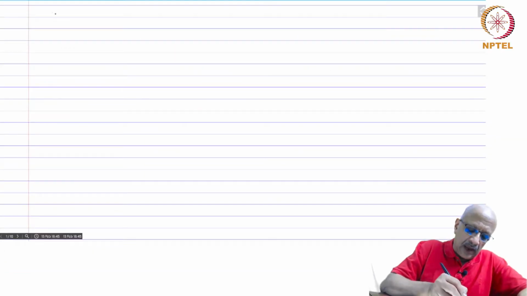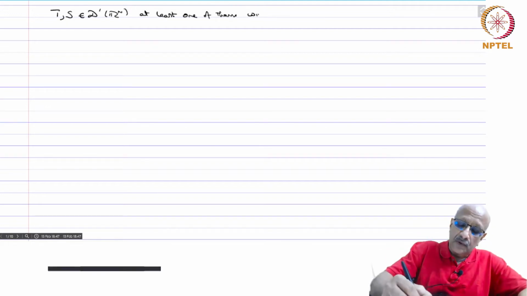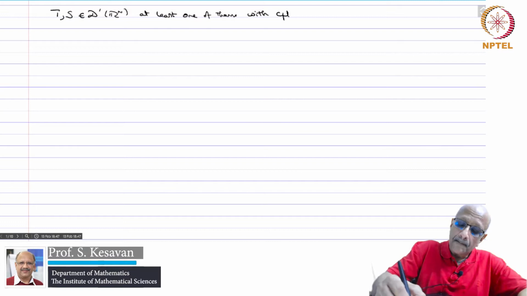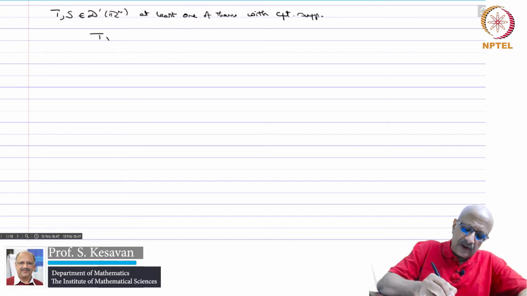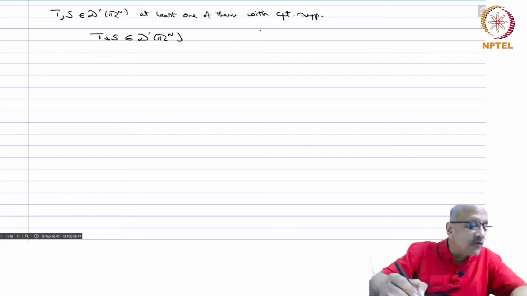Okay, so we had T and S distributions on Rn, at least one of them with compact support. Then we define T star S belongs to D prime of Rn, which is characterized by the following conditions.